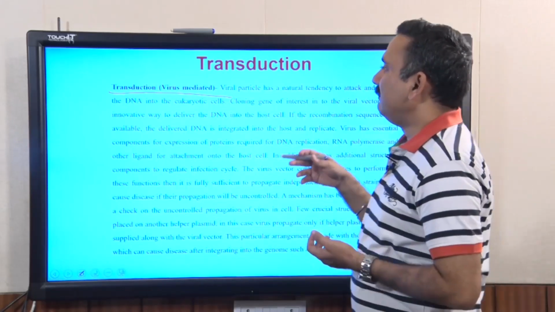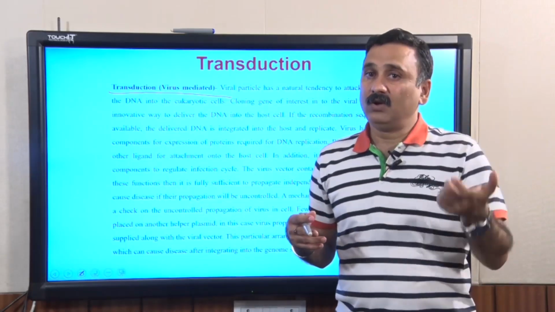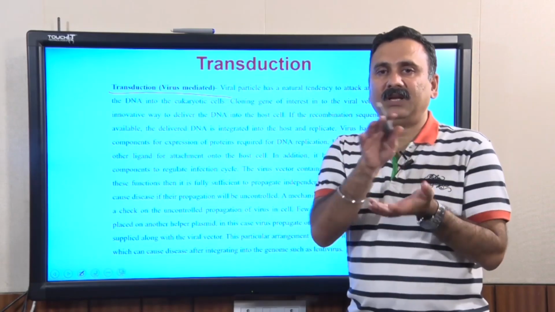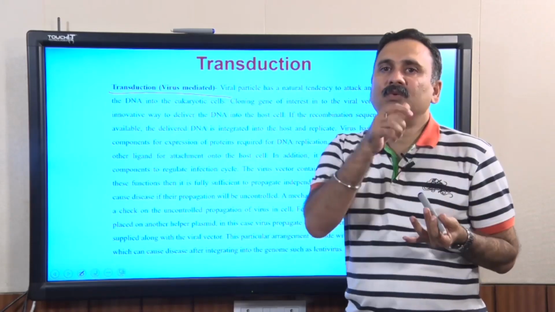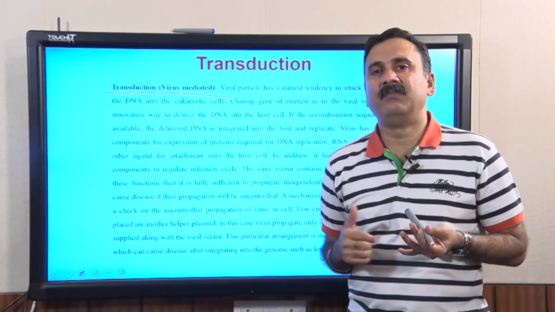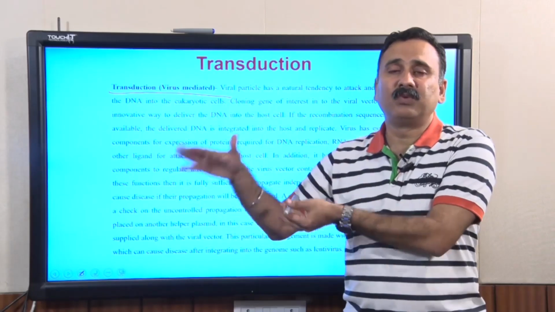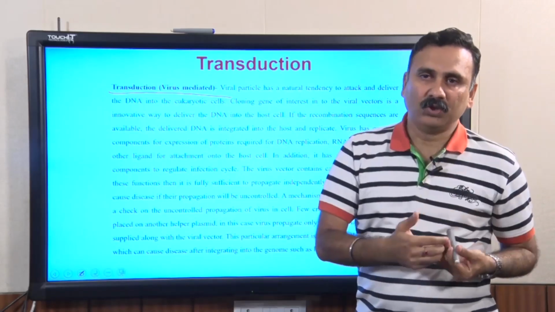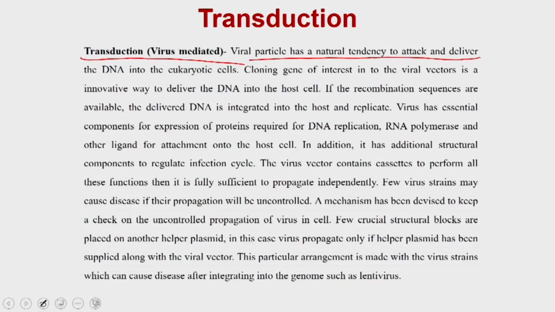If you remember when we were discussing the viral plasmids or the bacteriophage lambda based plasmids, we discussed that those bacteriophage plasmids are packed to form the virus particle, and then you can take these virus particles and add them to the mammalian cells. These viruses infect the mammalian cells, and in this process they inject your recombinant DNA as well as their genome. So the virus particles have the natural tendency to attack and deliver the DNA into the eukaryotic cell.